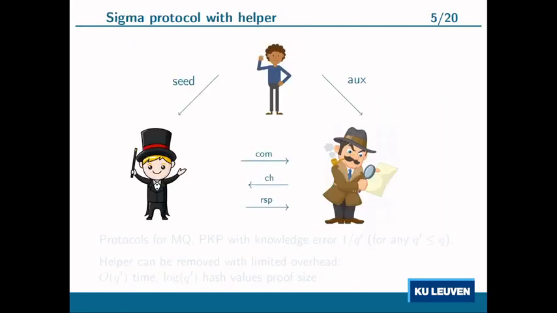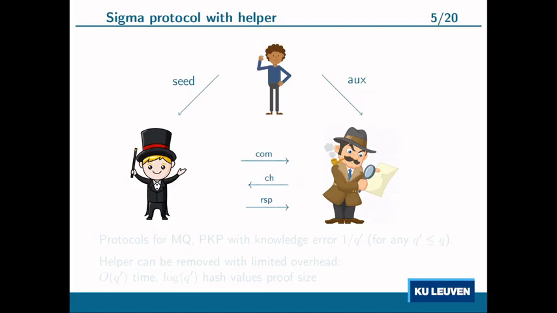As a first step towards a more efficient Sigma protocol, we will first relax the definition of a Sigma protocol a little bit. We will introduce a trusted third party called the helper, which will start in the beginning of the protocol by running a computation and sending the result of this computation to the verifier as some auxiliary information, and it will send the seed that it used to seed this computation to the prover.